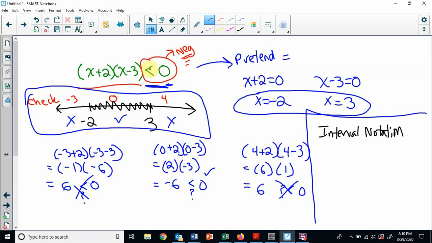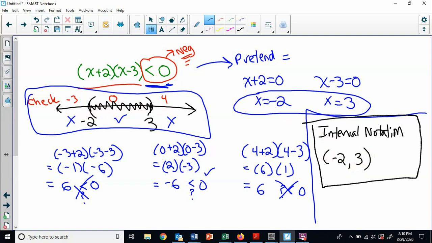I'm going to get that from the inequality here. Think back to last semester if you took Algebra 1. If not, you need to look this up. If it's a plain less than or plain greater than, I'm going to use parentheses there. This pretty much tells you what interval notation we're going to have: -2 to 3, and I know to use parentheses because it's a plain less than. So there's our interval notation for where this polynomial is less than 0, or where it's negative.